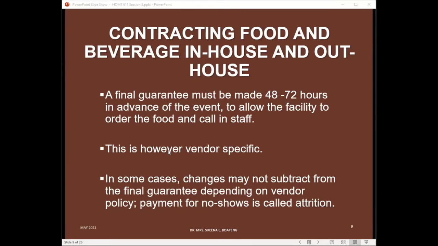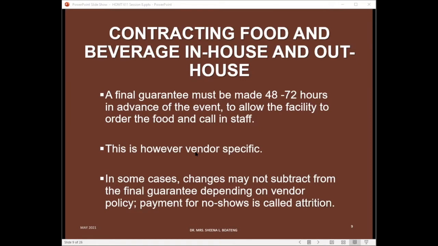Now, just like we said, in terms of the guarantee and the fact that you have to give the venue lead time to plan for the number of guests that you are expecting at your event and to adequately do so, given that they are the ones catering for the event in terms of food and beverage. You also have to do the same thing if the food and beverage is being sourced out of house.